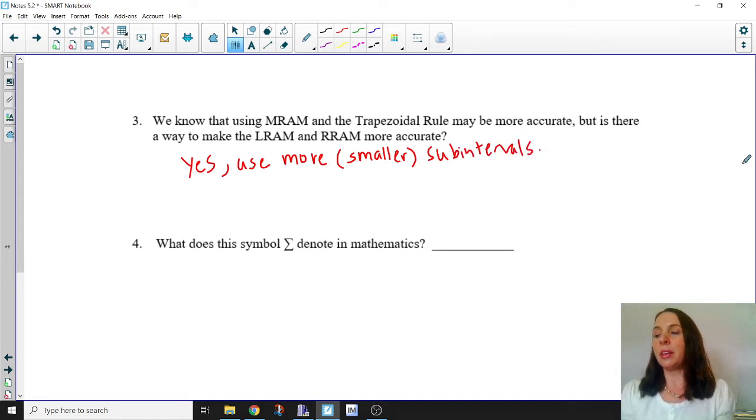And finally, last warm-up question. What does this symbol denote in mathematics? Okay, you're going to see this symbol in the definition of definite integrals, so we want to make sure we know what it is. That is a summation symbol, right? It's an uppercase sigma. It's a Greek letter sigma. But what it means in math is to find the sum. Okay, so be aware of that.